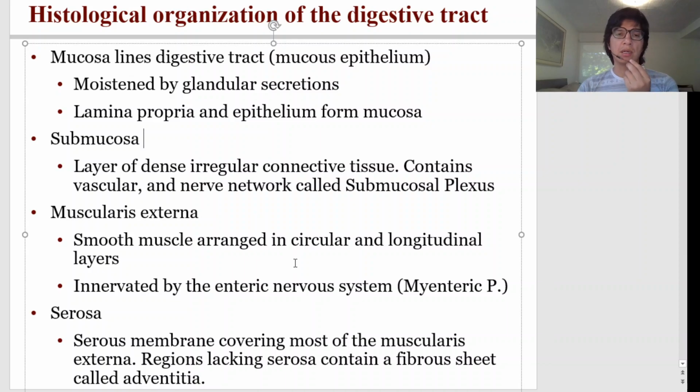Here you observe the muscularis externa, and this will be smooth muscle. You usually have a circular and a longitudinal layer. In the stomach, you will also have an oblique layer. The muscularis externa will contain a myenteric plexus that will aid in the activation of smooth muscle. This is especially true during peristaltic movements.